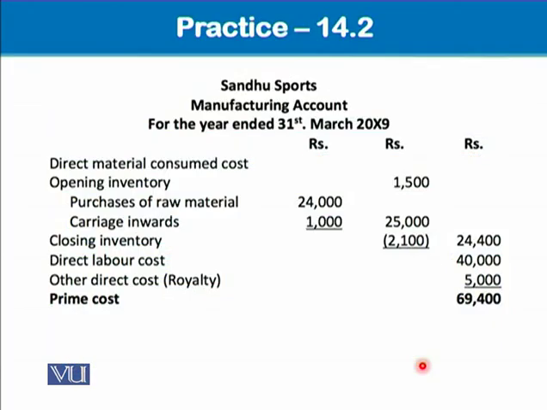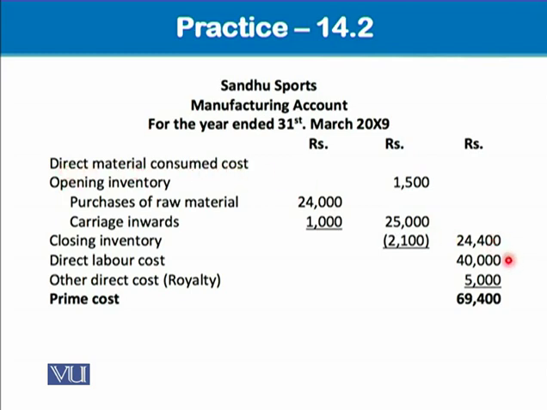Okay, just have a look. This is the manufacturing account for the year ended 31st March X9. The same direct material consumed cost that we will be working out with the help of opening inventory and closing inventory of raw material or direct material. This is the purchase of raw material and carriage inwards. After adjustment of all these figures, we have 24,400 as direct material consumed cost.